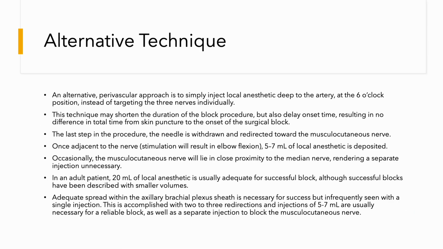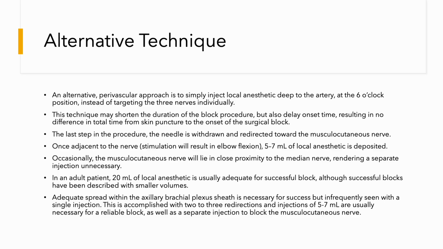Okay. We also have the perivascular approach, which is simply to inject local anesthetic deep to the artery at the 6 o'clock position instead of targeting the 3 nerves individually. Okay. This may shorten the duration of the block procedure, but it also can delay the onset time, resulting in no difference in total time from skin puncture to the onset of surgical block.